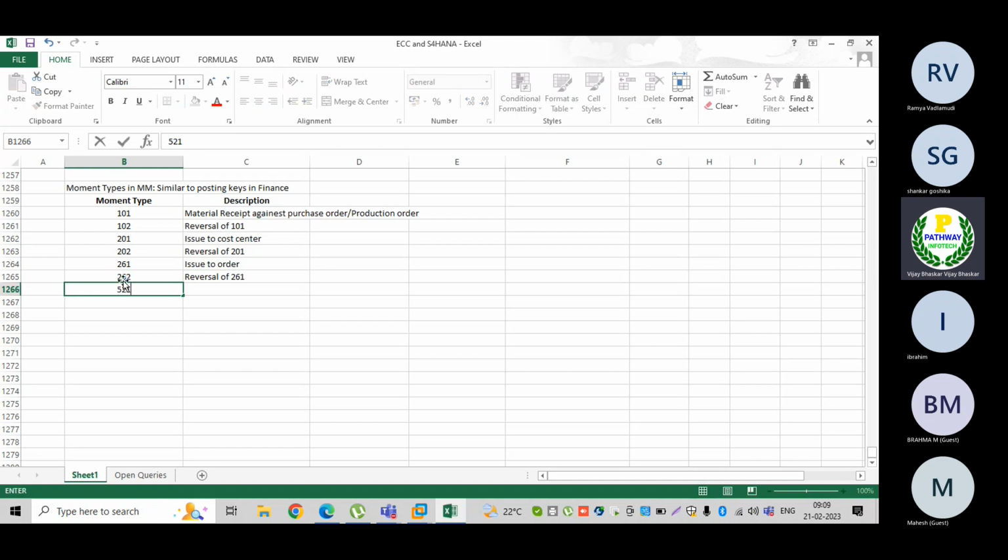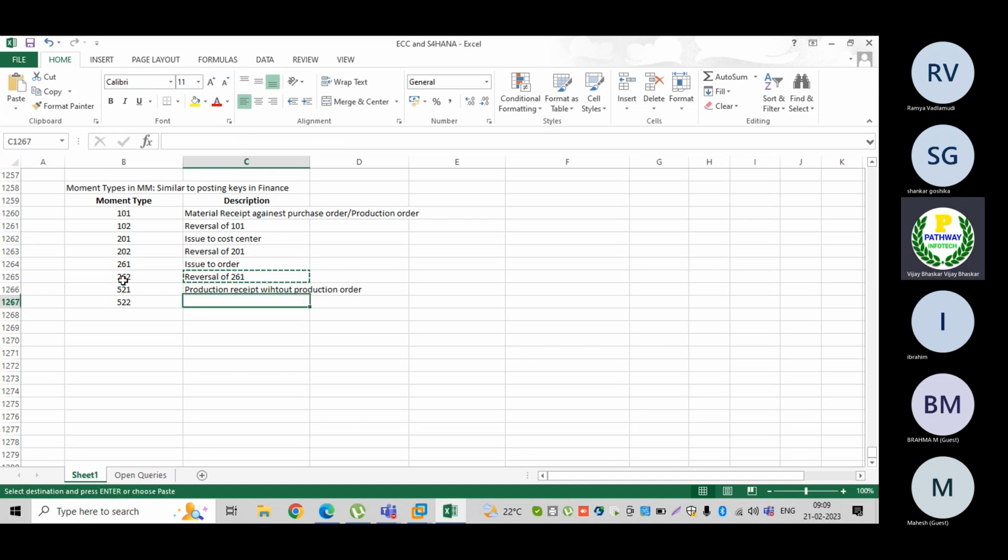The next one is 521. 521 is the production receipt without production order. We have received the production, but there was no production order. Then 522 is the reversal of 521.